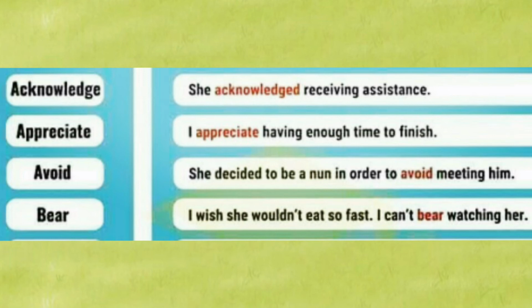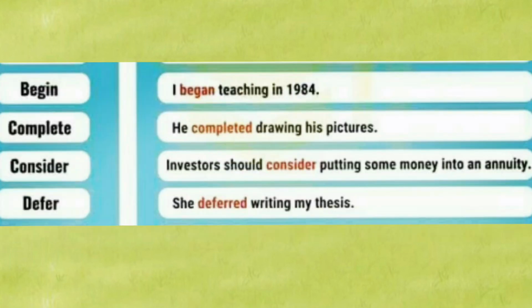I wish she wouldn't eat so fast. I can't bear watching her. After bear comes only the gerund. After begin comes only the gerund. After complete comes only the gerund. He completed drawing the pictures. After completed, that is verb plus ing form, drawing.